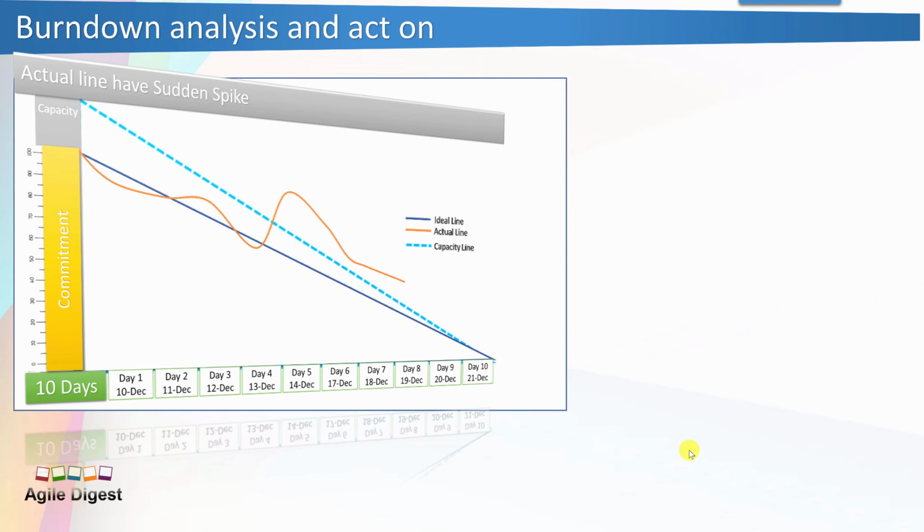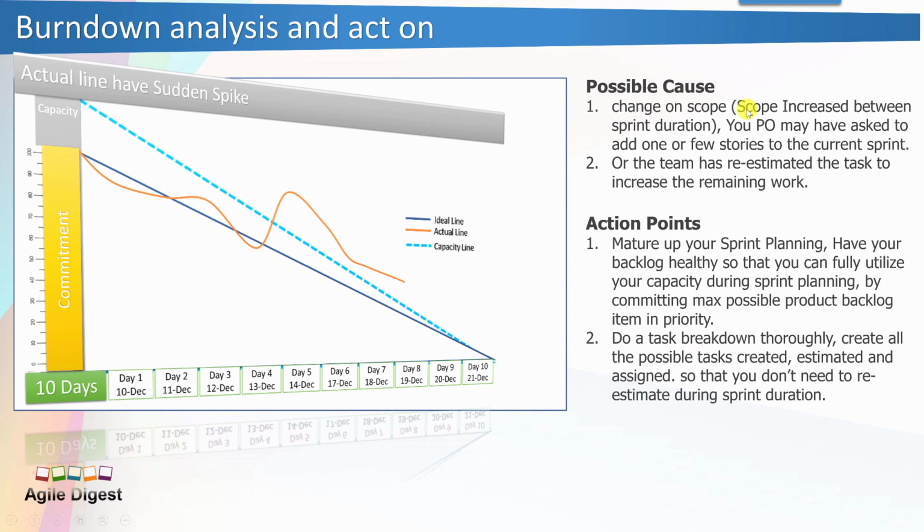Next, we'll talk about certain spikes. We already talked about a spike when we got too many bugs, but that can also happen for other reasons. Change of scope: the product owner added 2 or 3 stories in between. You actually have to have the control to not accept many stories, but that can happen if the PO asks to add one or a few stories.